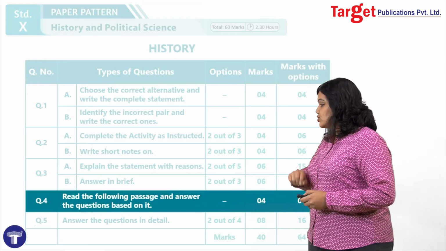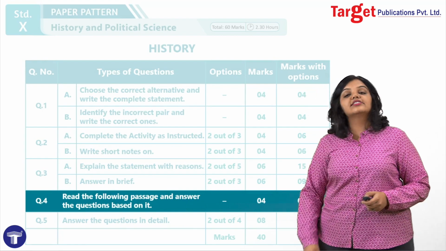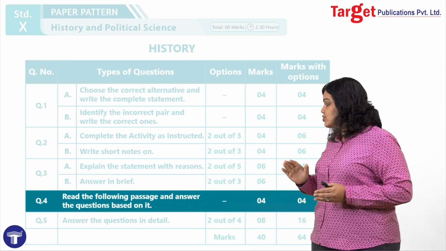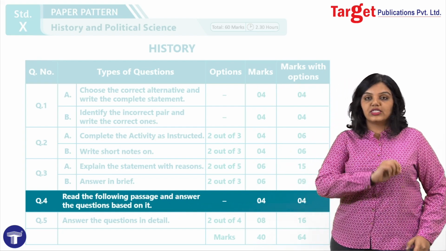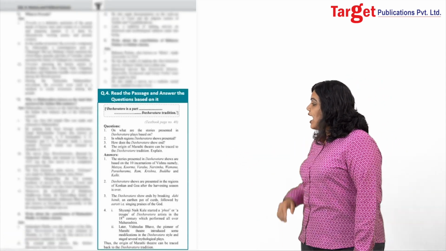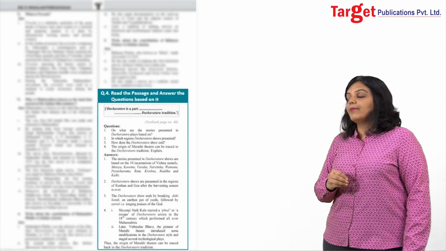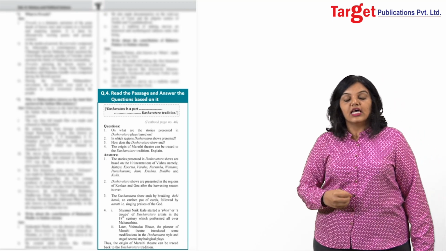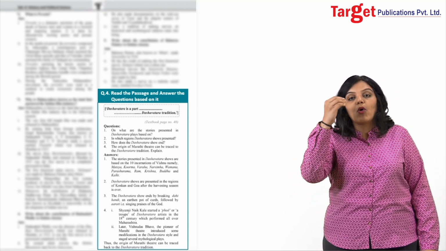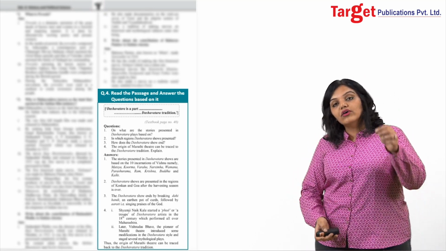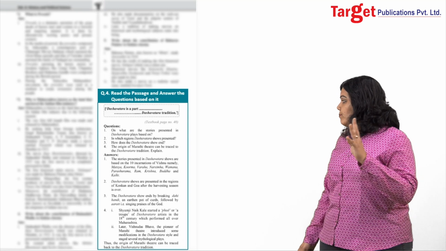Next, we come to question 4. Question 4 is a comprehension type question, which means you have to read the passage given to you and answer the questions based on it. Let's take a look at one of these questions. As you can see, you will be given a passage, and based on that passage, you will be asked 3 questions. The first 2 questions will be of 1 mark each, and the third question will be of 2 marks. Overall, this will be a 4-mark question.